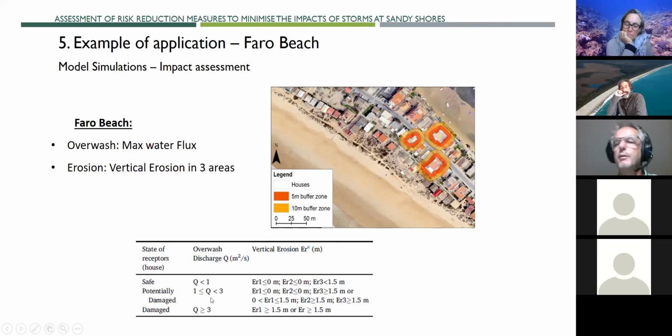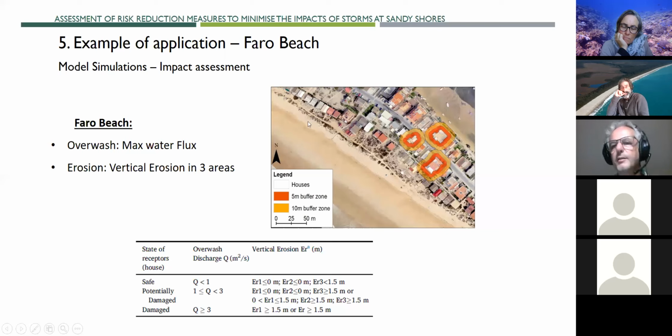Because the dune can collapse, and if the dune collapses, maybe the building will also collapse. If the beach scarp goes to the 5 meters buffer, then we consider that the house, or below the house, we consider that the house is fully damaged. These houses, they are on top of the dunes. Okay, so they are just sitting on top of the dunes. If you have a scarp on the dune, they will fall down.